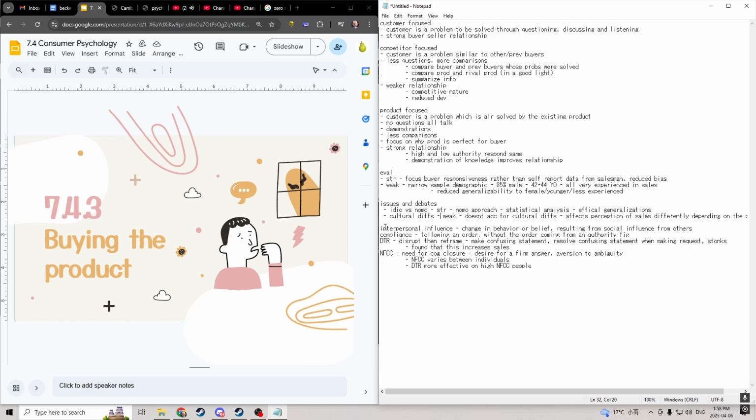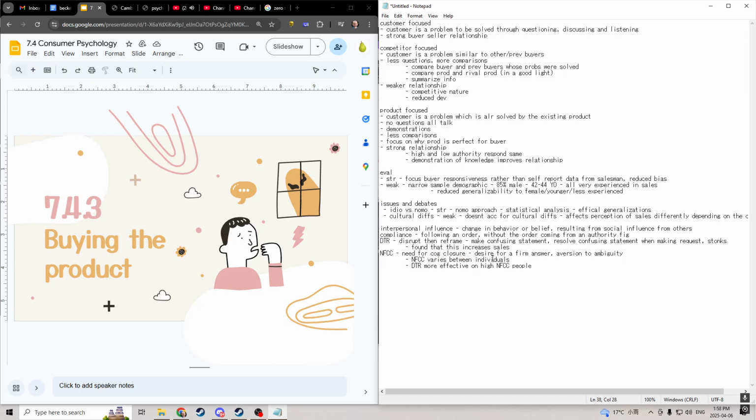A type of compliance technique is DTR, the disrupt-then-reframe technique. It takes advantage of this by making a confusing statement and then resolving that confusing statement while making the request. It's been found that this technique increases compliance. So this takes advantage of NFCC, which is need for cognitive closure.